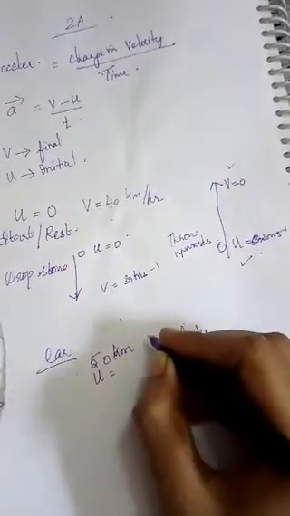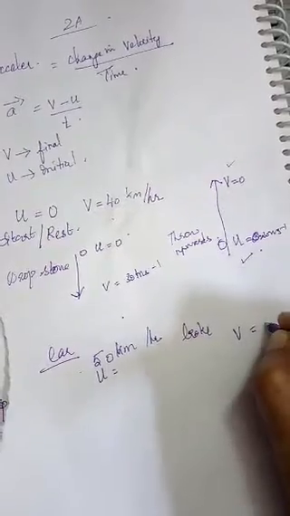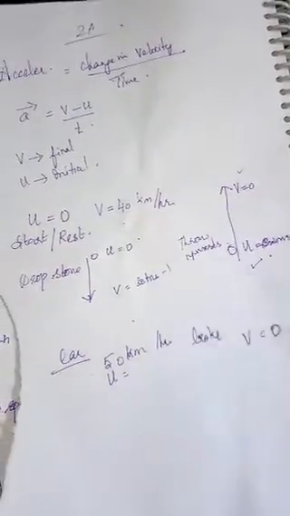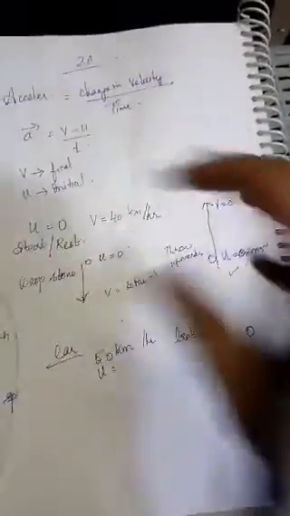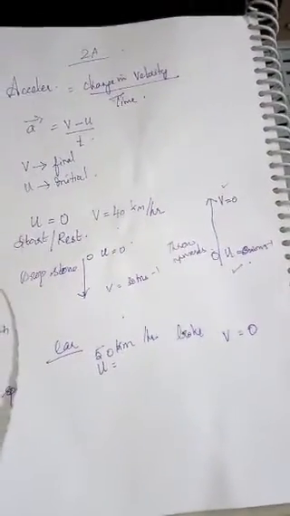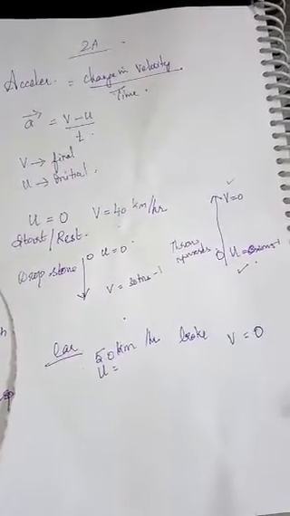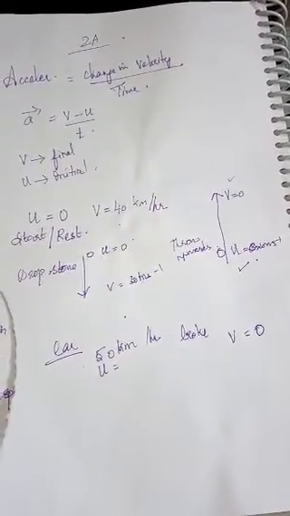So now my u will become 50 km per hour, and after the brake my car will stop, by which my final velocity has become 0. So these are the two cases which you have to note down before doing your sum. So based on this, we will understand whether it is a positive acceleration or it is a retardation.